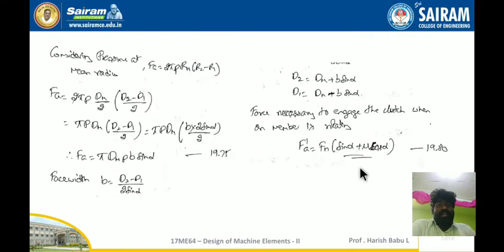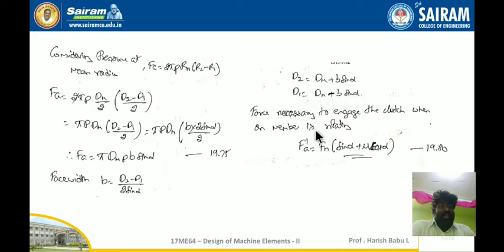So considering the pressure at the mean radius, Fa = 2π P Rm (R2 − R1). I am going to replace that, and I get Fa = π dm P b sin α, where b will be the face width and P will be the pressure intensity. The face width is given by (d2 − d1) / (2 sin α). Or d2 will be given by dm, the mean diameter, plus b sin α, and d1 is given by dm − b sin α.